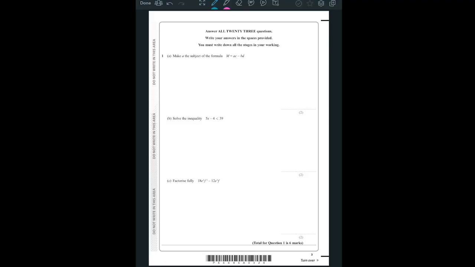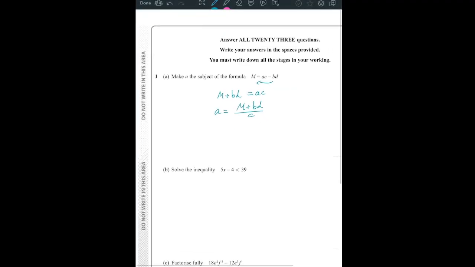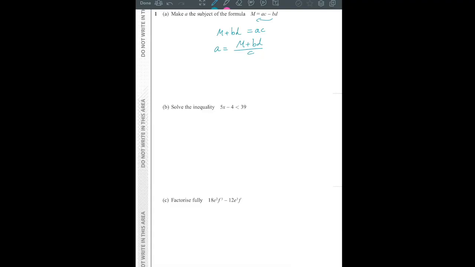We're starting with some core algebra. Make A the subject, so we want to rearrange to get A all on its own. So let's start by moving the BD, and then let's divide by the C. Solve the inequality. Let's add the 4. Solving inequalities is just like solving an equality, except the symbol in the middle is different, provided you're not timesing or dividing by a negative number.